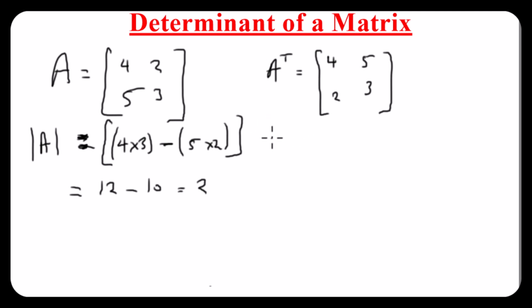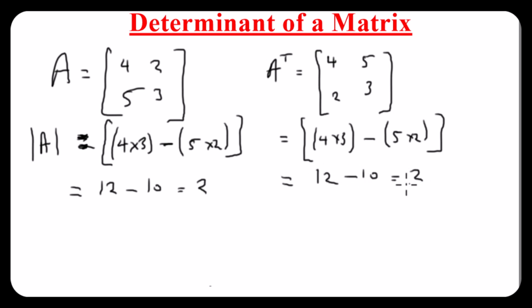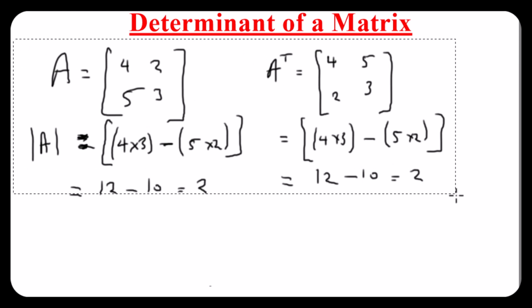So let's look at this. Here we have 4 times 3, and then here we have minus 5 times 2. So this is equal to 12 minus 10, and then you are still having 2. So you can see that to find the determinant of a 2 by 2 matrix is quite easy. And an important property you should know is that matrix A and A transpose will have the same determinant. Okay, so now let's look at how to find the determinant of a 3 by 3 matrix.